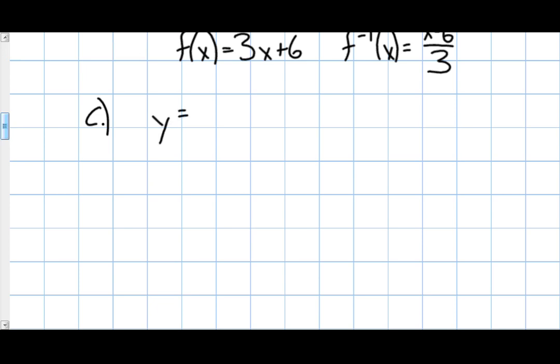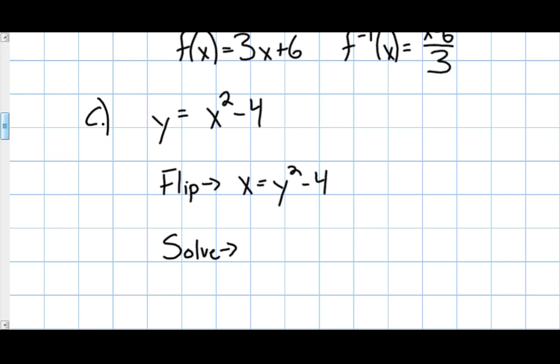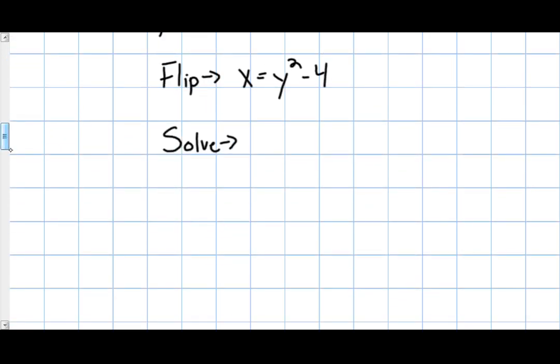Okay, how about y equals x squared minus 4. So the first thing you do is you flip them. So I've got x equals y squared minus 4. And the next thing I do is I solve. So solve for y. So here's what I'm trying to solve for. If I have x equals y squared minus 4, I'm going to want to add 4 to each side.